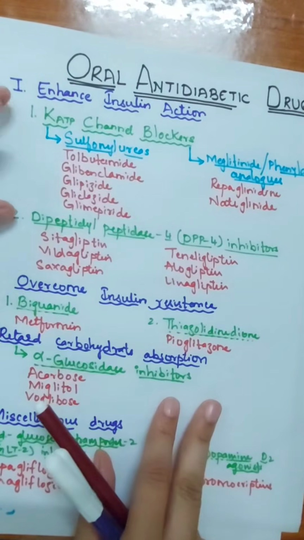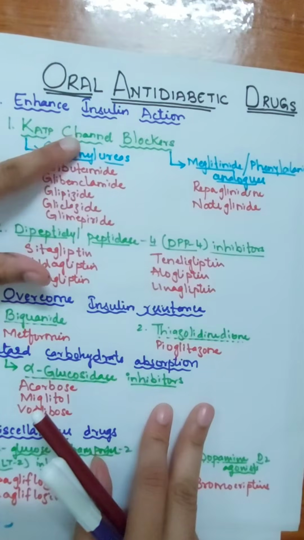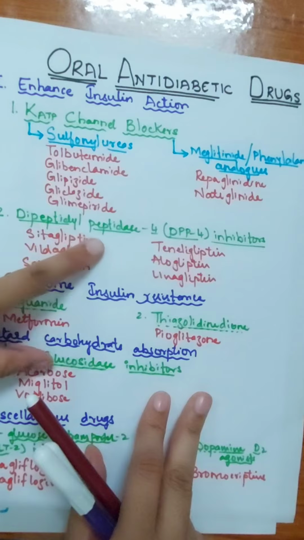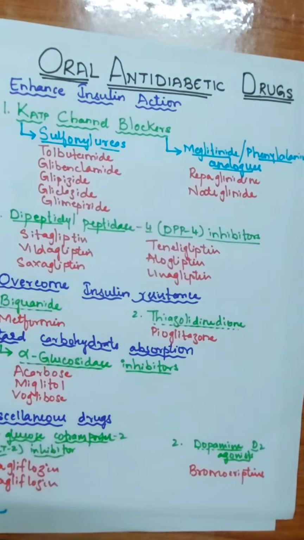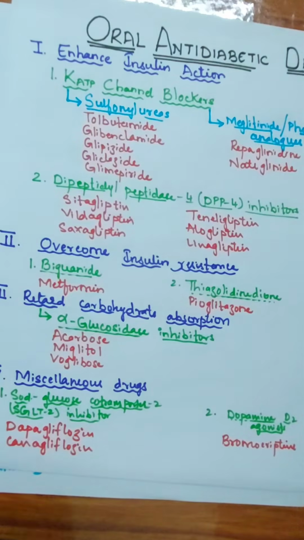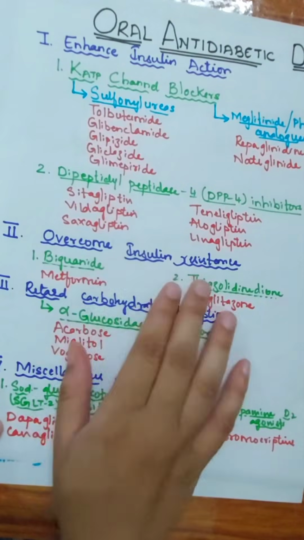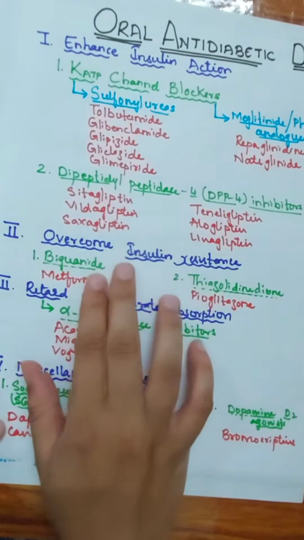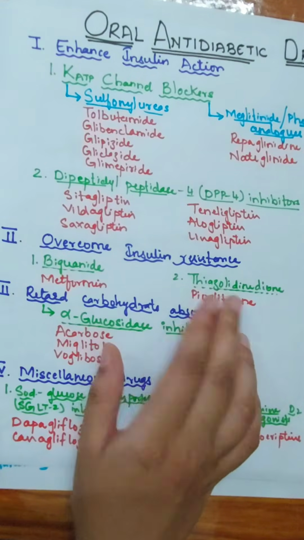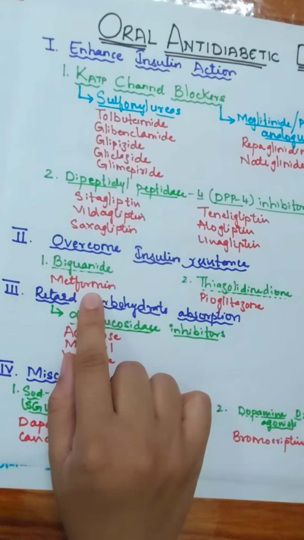Okay, so this was about the first class of our oral anti-diabetic drug, that is enhanced insulin action. First one is KATP channel blocker, and second one was the dipeptidyl peptidase 4 inhibitors. Next, we'll check out the second class of drug, that is the drugs that overcome insulin resistance. And here also we have got again two subclasses in this class. First one is Biguanides, and another one is Thiazolidinediones. So first we'll talk about Biguanides. We have got just one example, that is metformin.